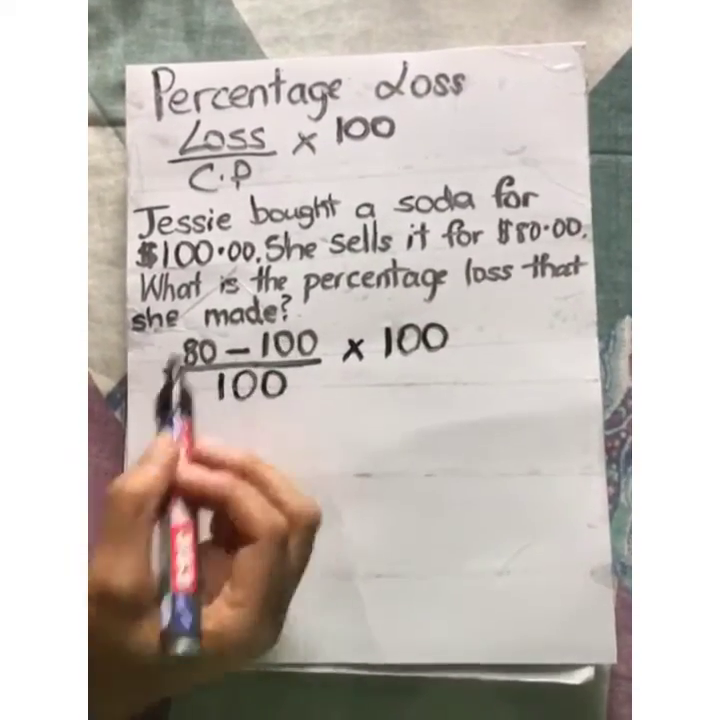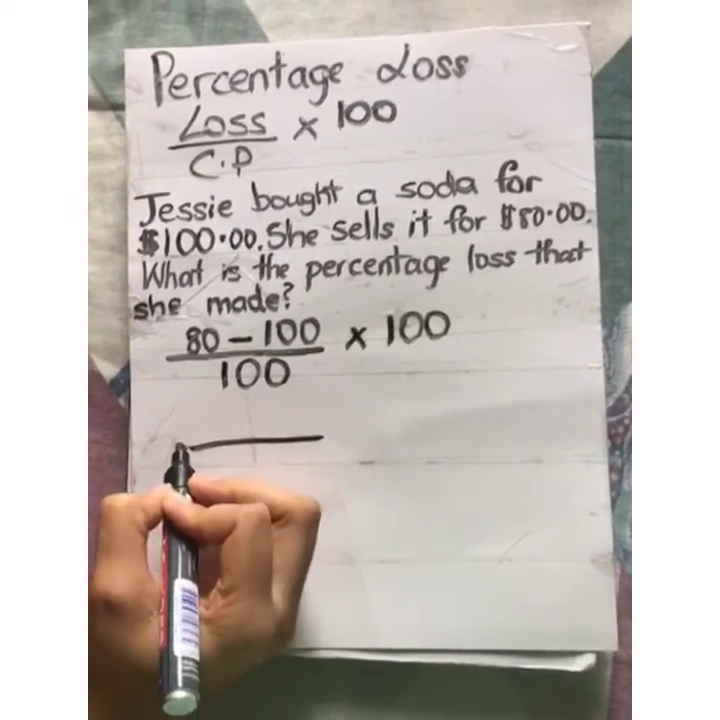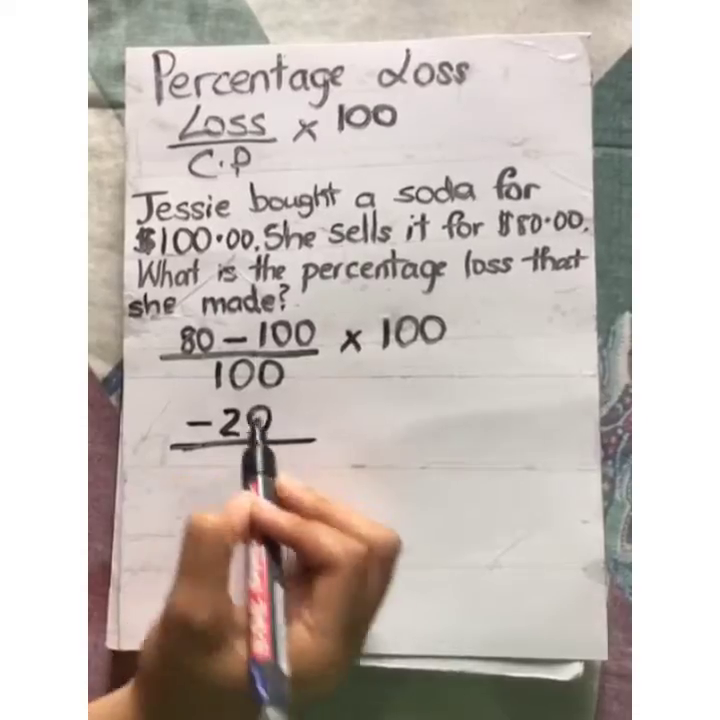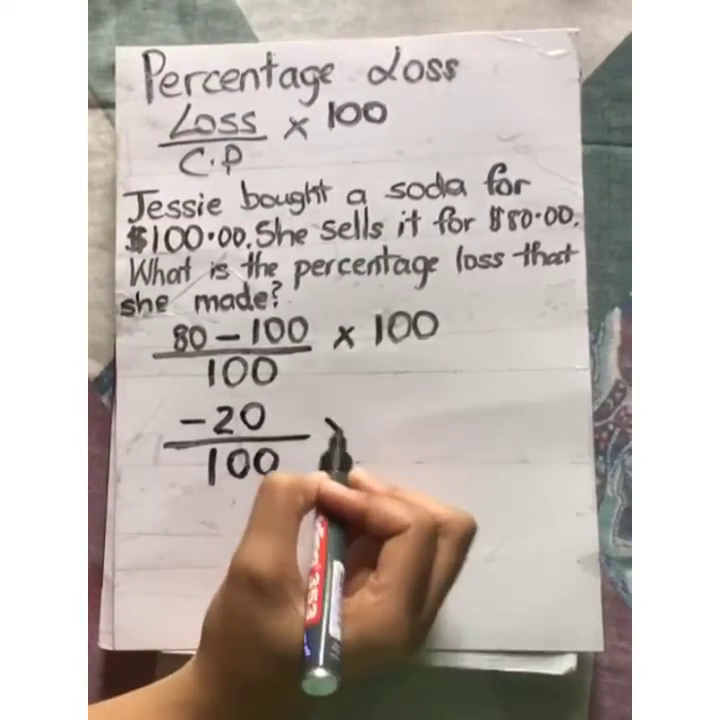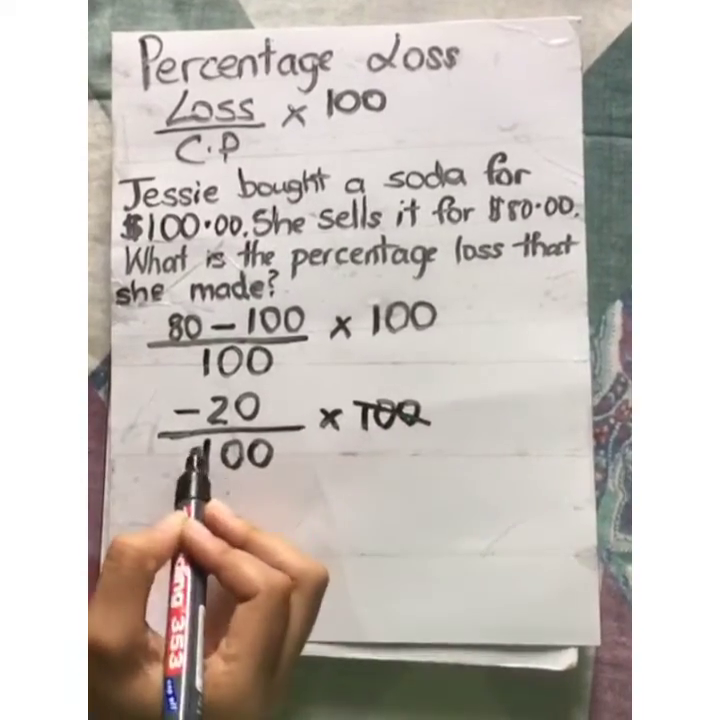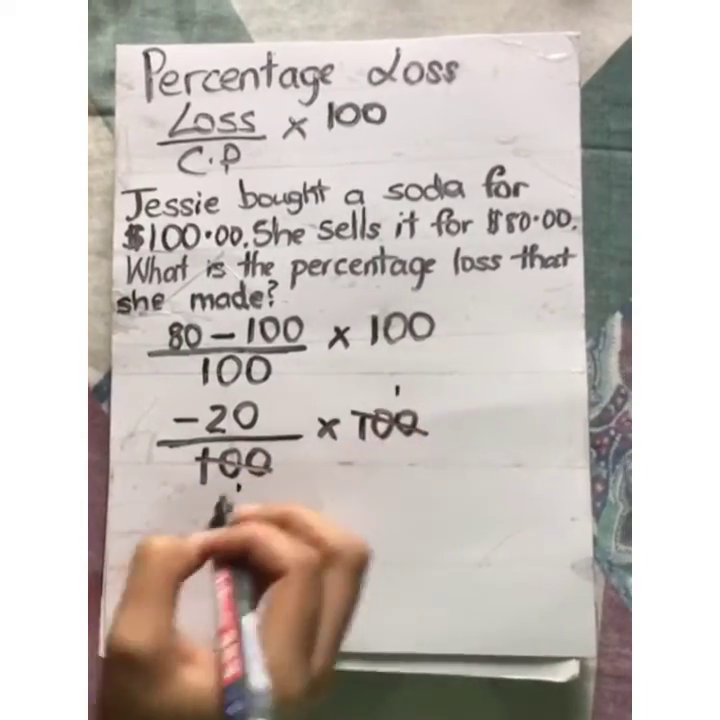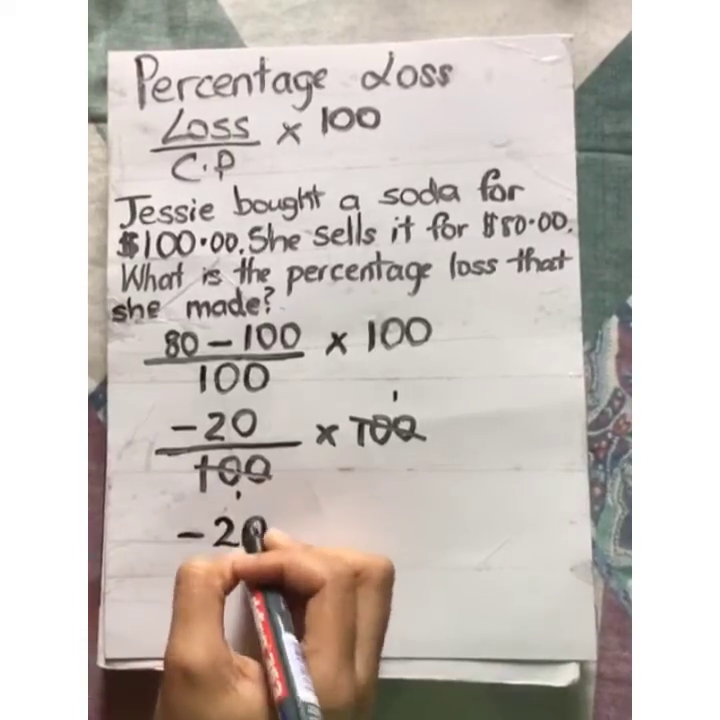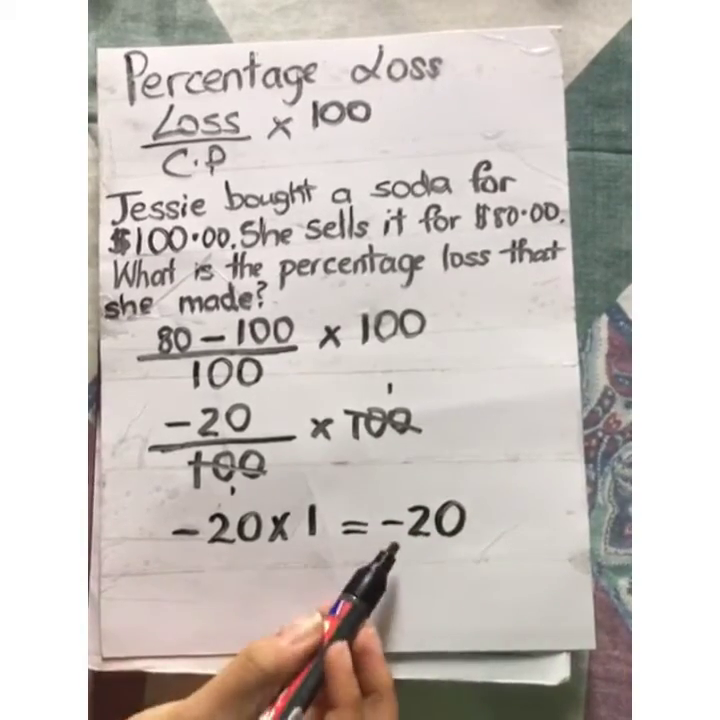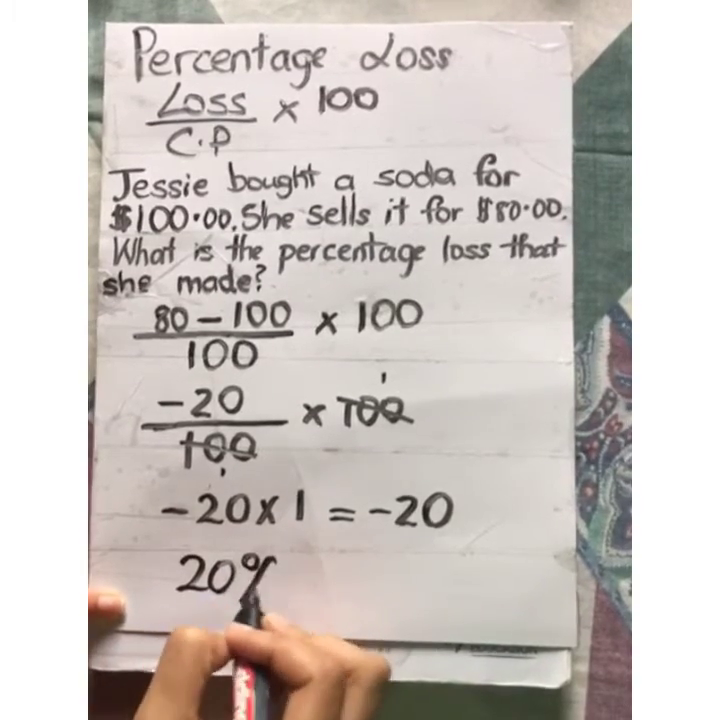We're going to work out the loss section first, which is 80 minus 100. 80 minus 100 would give us negative 20. And if you notice, the 100 is common, so we can cancel them. So 100 into 100 goes one time. So we'll end up with negative 20 times 1, giving us negative 20. This negative sign denotes that it is a loss, so therefore our percentage loss would be 20%.